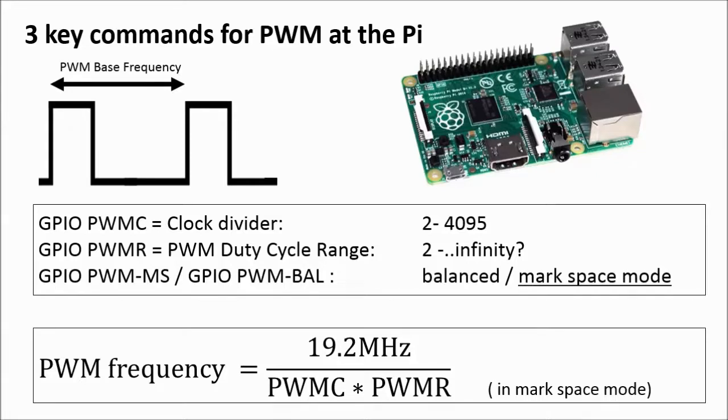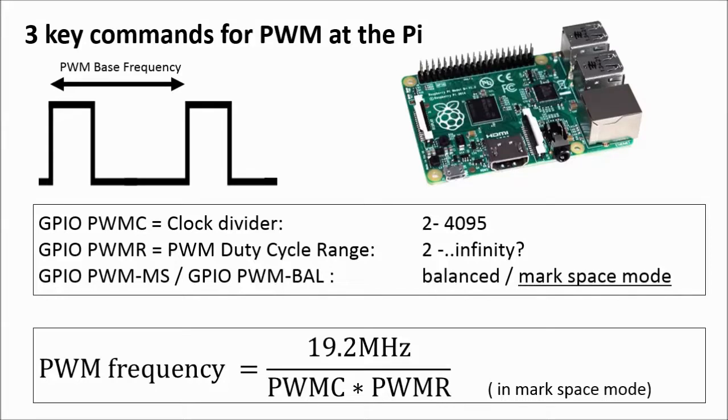Then there is the GPIO PWMR. This sets the PWM range. It sets the max range of the PWM. For instance, if you set it to 1024, 100% PWM will equal 1024. If you want to have 50% of PWM, you will have to enter 512. As a side effect, this PWM range will also influence the PWM frequency in a similar way as the PWM clock divider does.